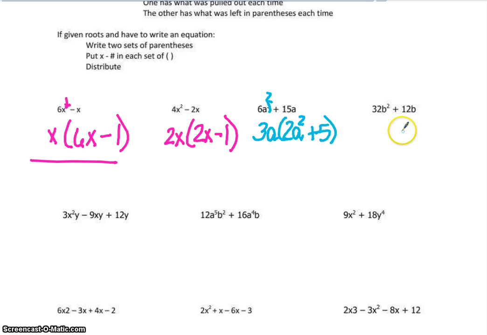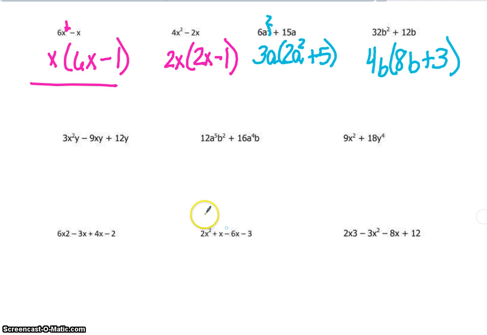32b squared plus 12b, 32 and 12 will both divide by 4, and they both have a b. 32 divided by 4 is 8. B squared, take a b out and you have b left. Plus 12 divided by 4 is 3. The b comes out, you're done.